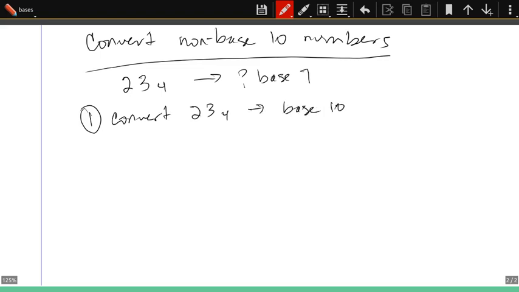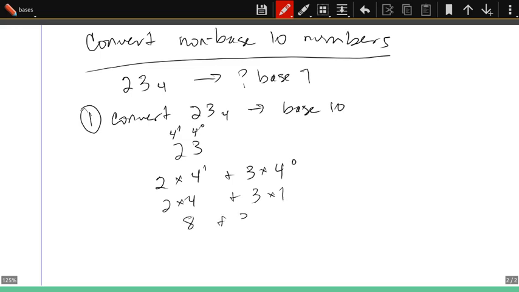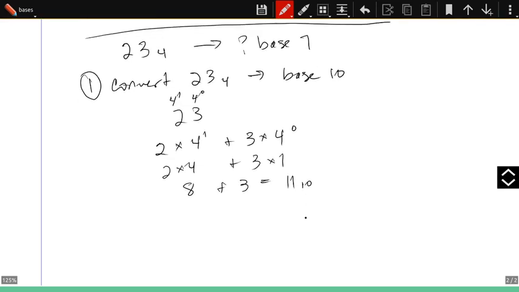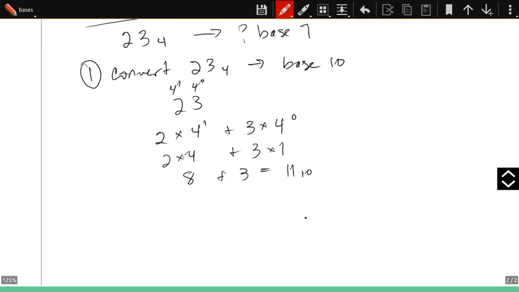And we do that by saying 23 is the same as 2 times 4 to the first power plus 3 times 4 to the 0 power, or 2 times 4 plus 3 times 1, which is 8 plus 3, which is 11. So that's the value in base 10. So 23 in base 4 is equivalent to 11 in base 10. Now we're going to convert 11 in base 10 to base 7.